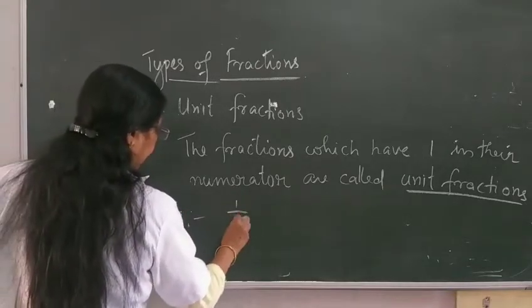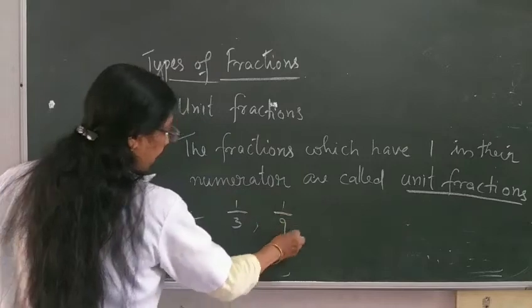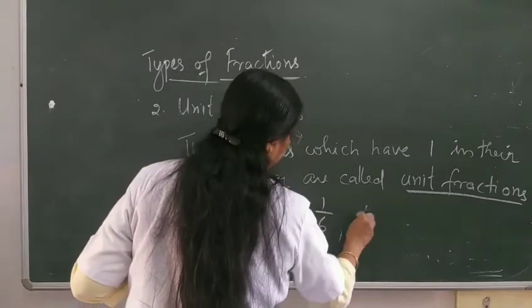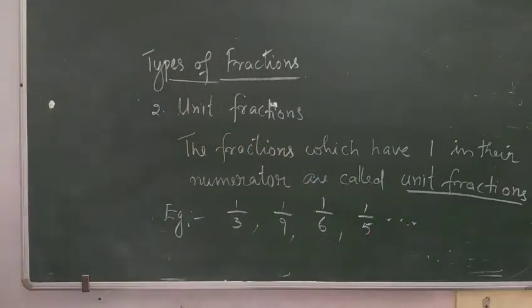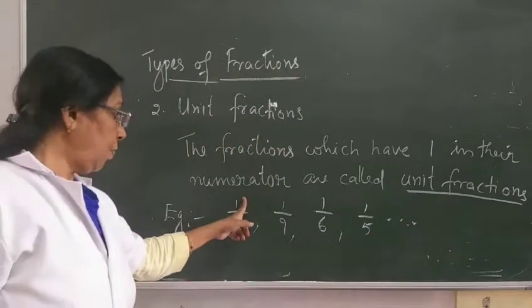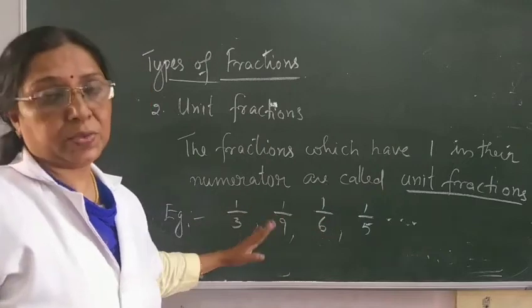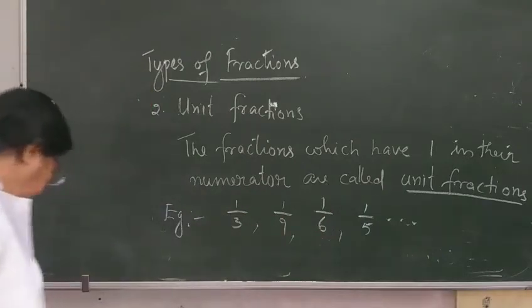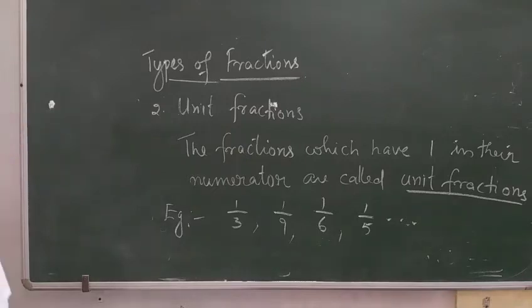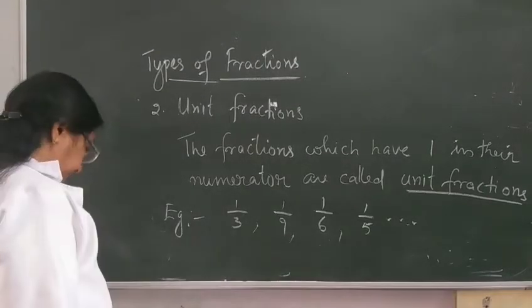Example, 1 by 3, 1 by 9, 1 by 6, 1 by 5. These are called unit fractions. See the numerator? 1. Everywhere it is 1. That is why they are called unit fractions. The next is proper fraction.